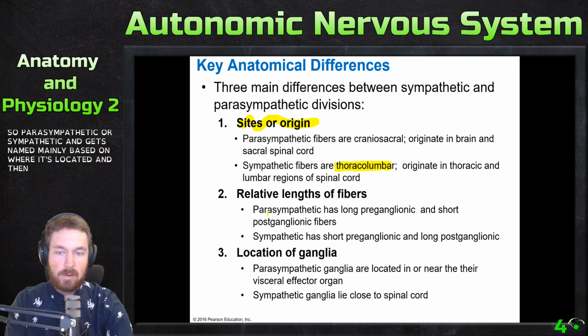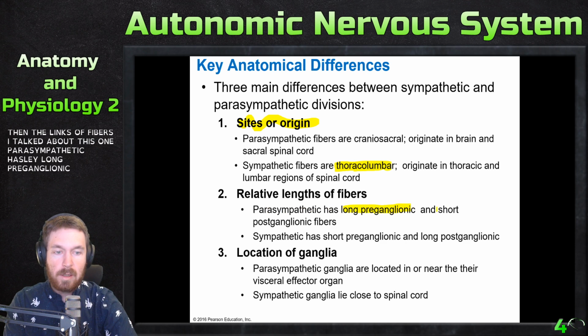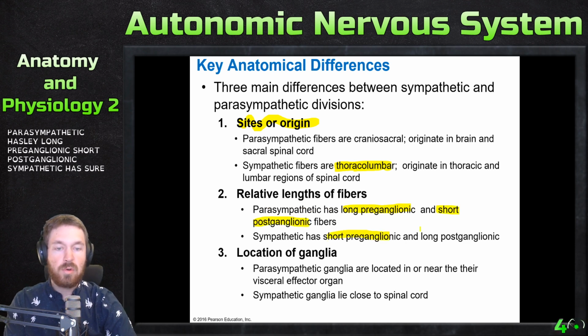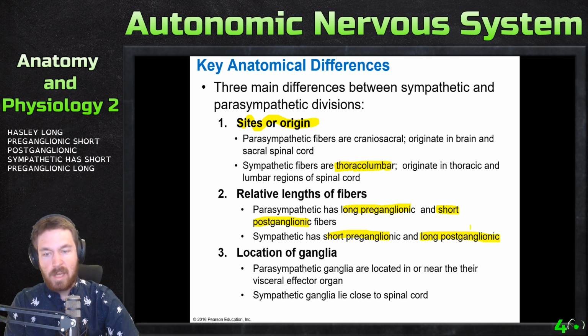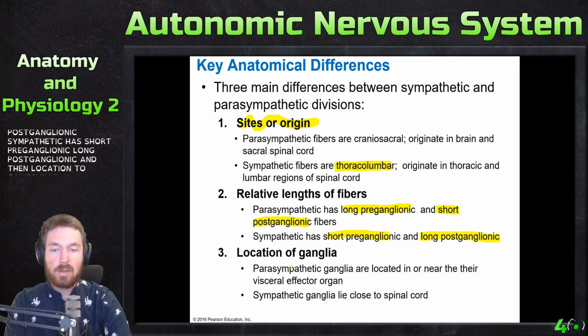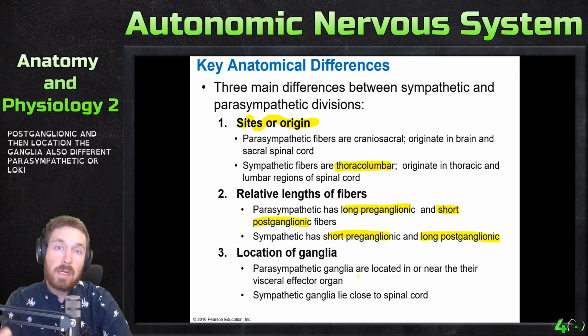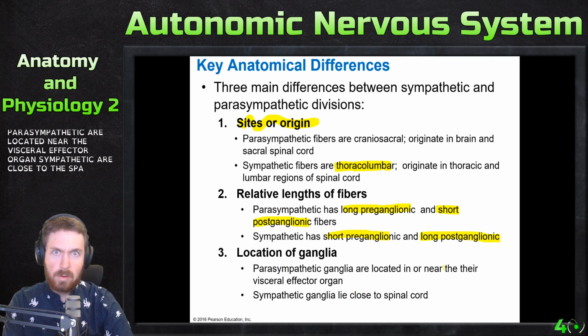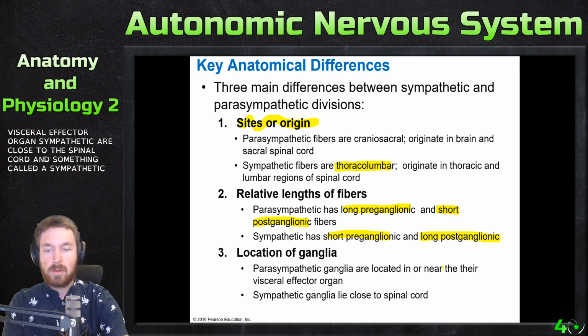And then the lengths of fibers. I talked about this one. Parasympathetic has long preganglionic, short postganglionic. Sympathetic has short preganglionic, long postganglionic. And then the location of the ganglia also differ. Parasympathetic are located near their visceral effector organs. Sympathetic are close to the spinal cord and something called the sympathetic trunk.